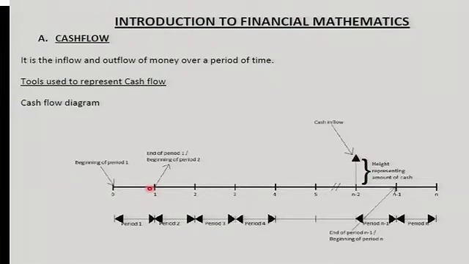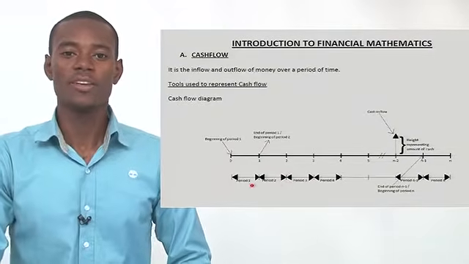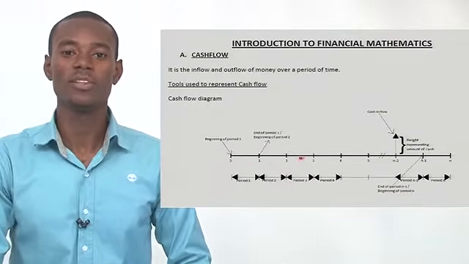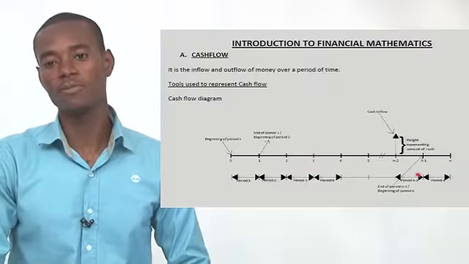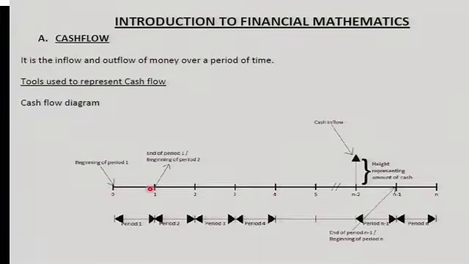But this same point will be the beginning of period 2, and here would be the end of period 2. I hope you're following. That's why I'm using these arrows here. So this interval is period 1, this interval is period 2, this interval is period 3, and it follows on and on. This is the beginning of period 1, this is the end of period 1.